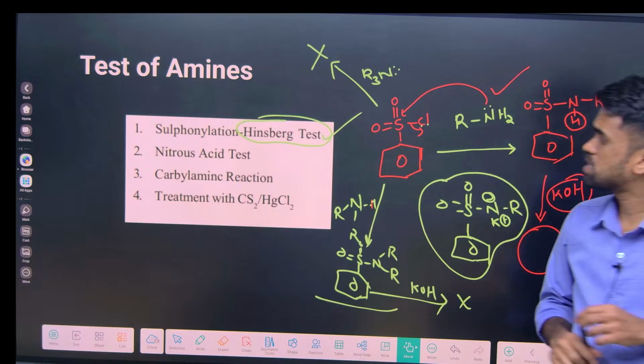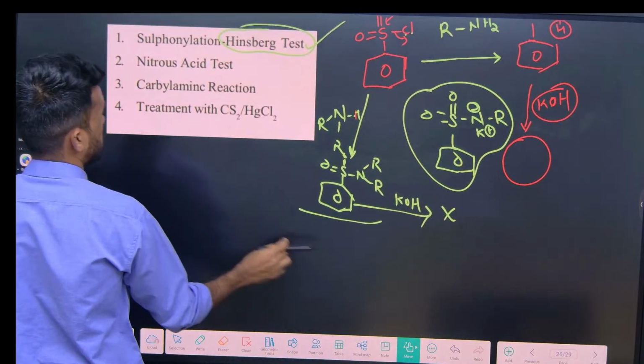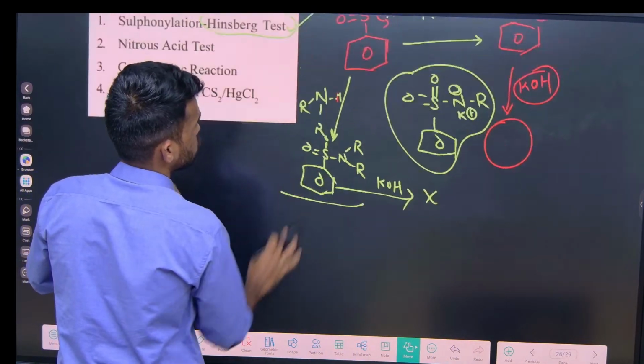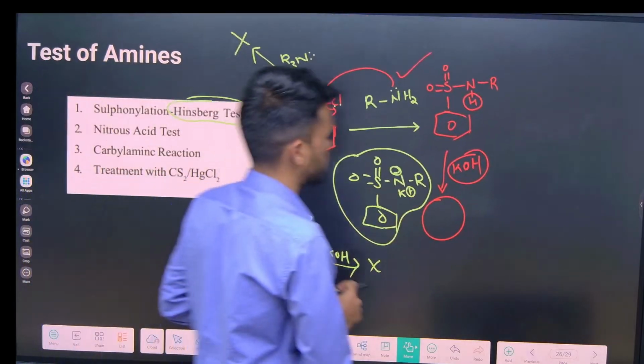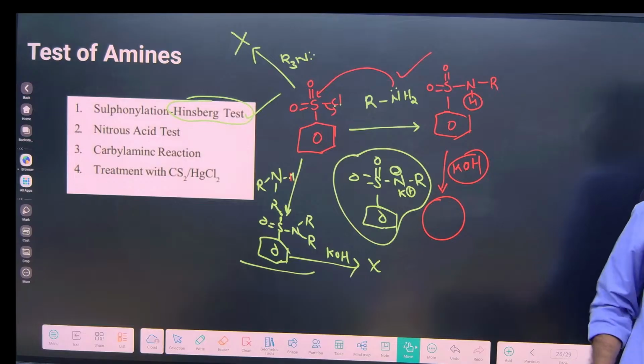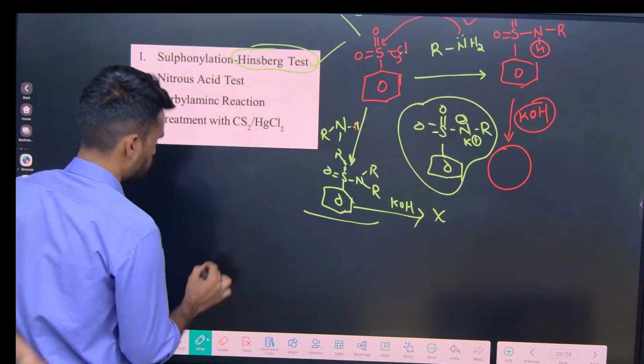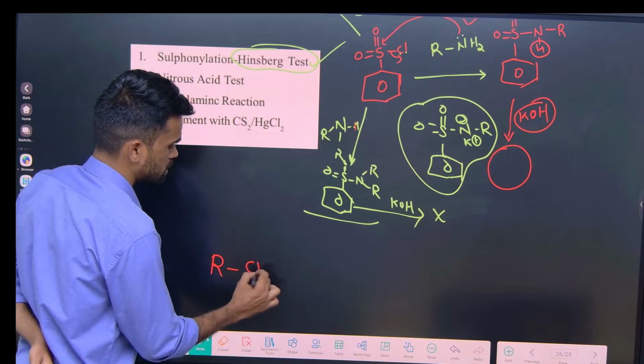Yeah. So next one is the nitrous acid test. Okay, so just take the screenshot of this first Hinsberg reagent test. Yeah. So when it comes to the nitrous acid test, you can just take a primary amine like RCH2NH2.